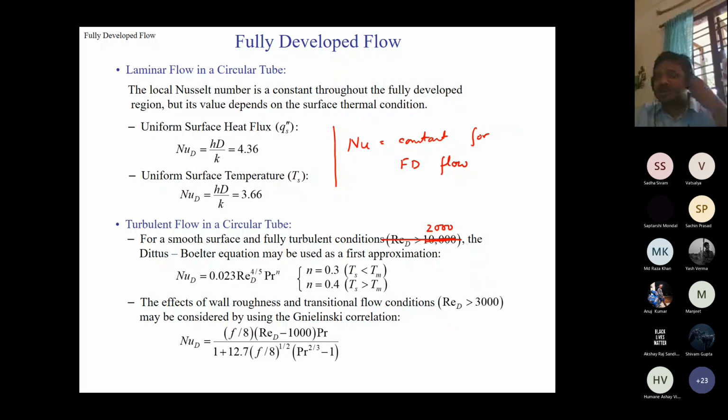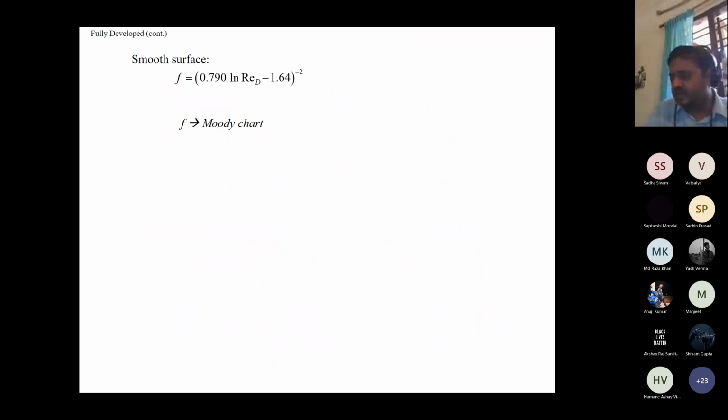If the wall is rough and you want to take the roughness parameters into consideration, then there is something called Gnielinski correlation, which also gives you the Nusselt number as a function of the friction coefficient. And again, friction coefficient, how do you get it? It is from our old friend, the Moody chart. Clear? So again, these correlations, I keep repeating, these are your friends. You have a bunch of them with you and you use them as and when required. So this is what I was talking about, smooth surface.